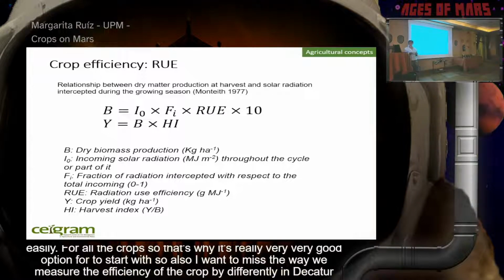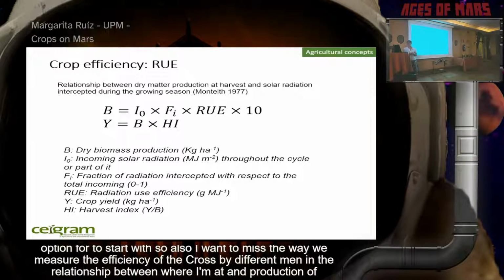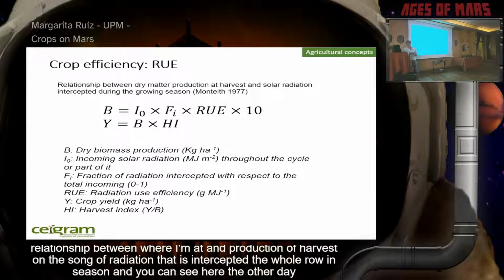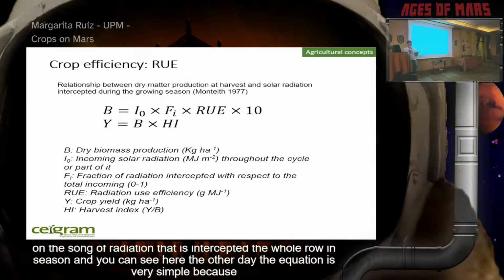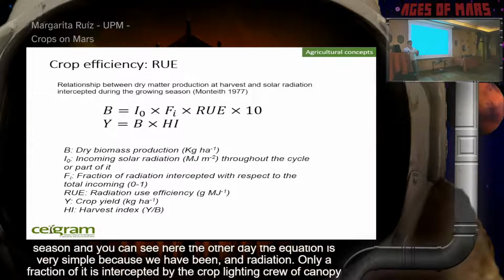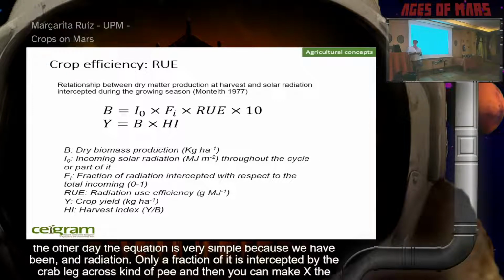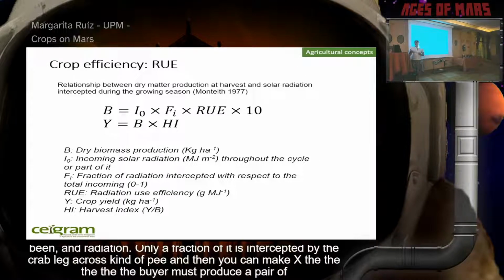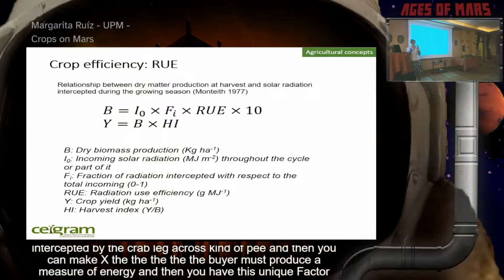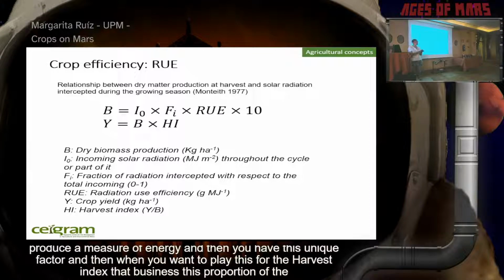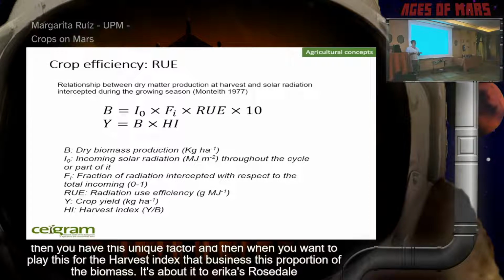That is the relationship between dry matter production at harvest and the solar radiation that is intercepted during the whole growing season. And you can see here the equation is very simple, because we have the incoming radiation, of which only a fraction is intercepted by the crop canopy, and then you multiply it by the mass, the biomass produced per megajoule of energy, and then you have this unit factor. And then when you multiply this by the harvest index, that is the proportion of the biomass that is devoted to agricultural yield, you come up with yield.